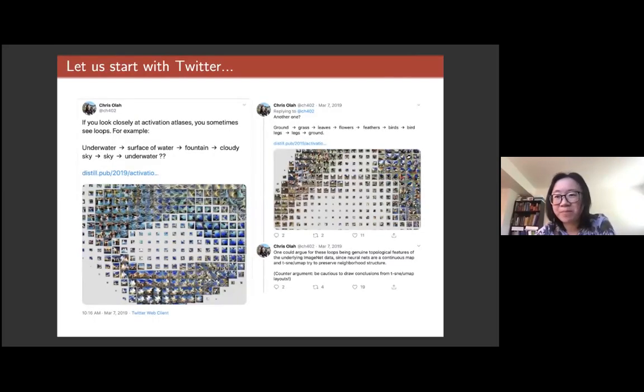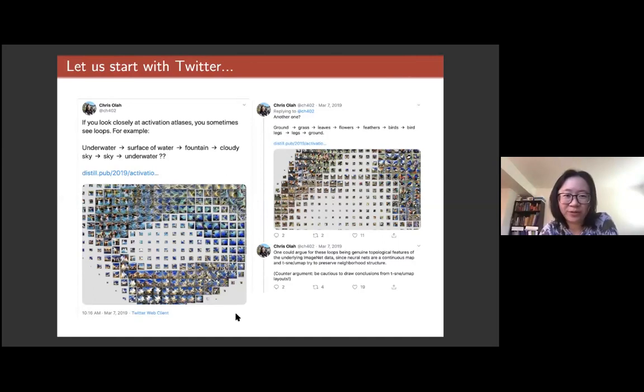What do I mean by a project that starts with Twitter? At some point, Chris Olah, who works on visualization for deep learning, posted a Twitter message back in 2019. What they did is take activation vectors from deep learning models, which I will explain soon, and project them onto a two-dimensional domain, and then they get a picture that looks like the picture on the left.